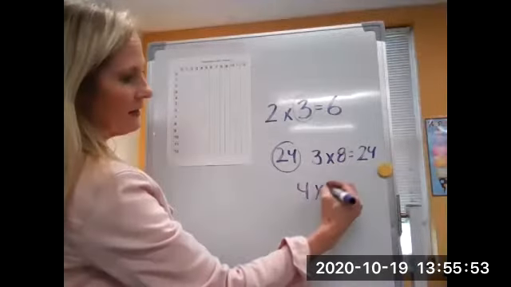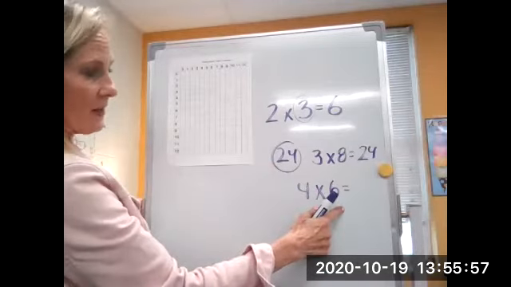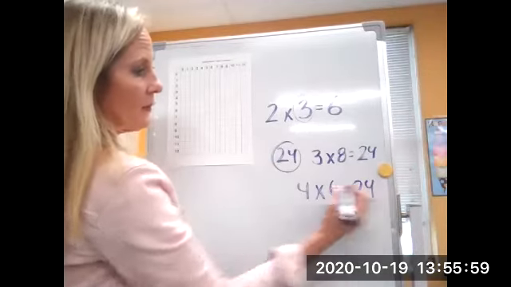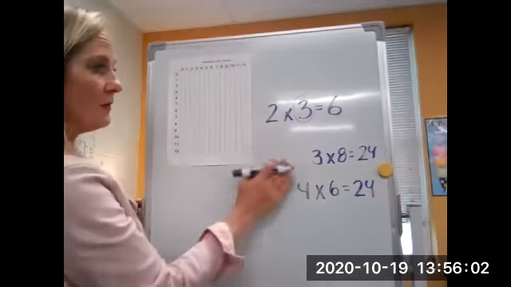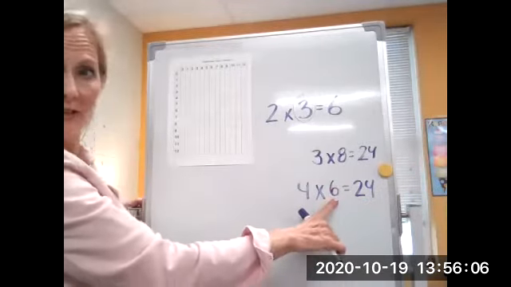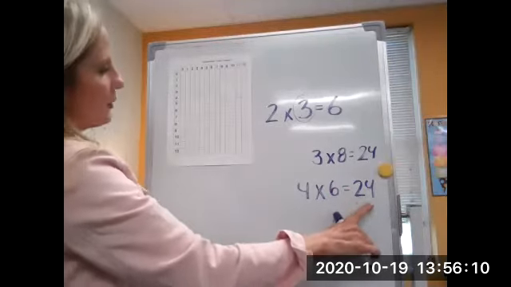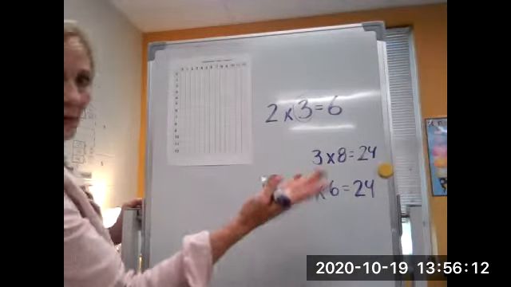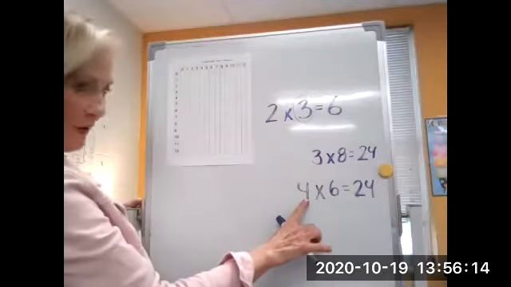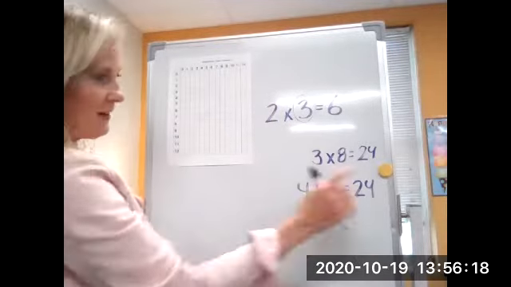I knew you knew it. 4 times 6 is another set of factors that would create the product 24. So we can say 24 is a multiple of 6. Why? Because 6 times 4 makes 24. We can say 24 is a multiple of 4. Why? Because 4 is one of the factors that we multiply together to get 24.